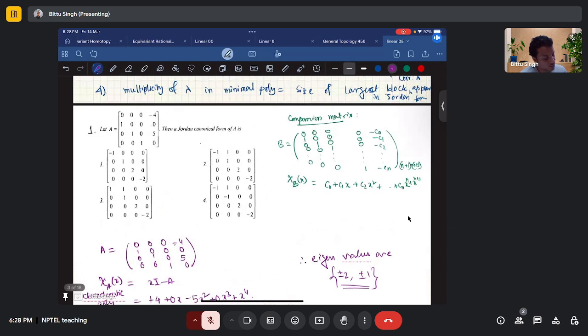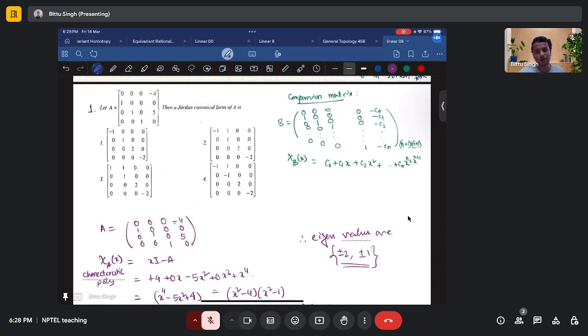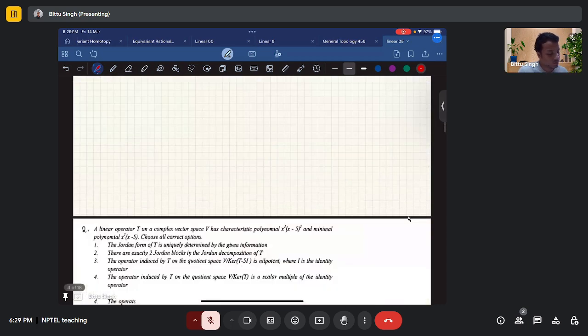Since it is diagonalizable, the Jordan canonical form must be diagonal. So what is the diagonal matrix here? We can see that this one is diagonal: minus 1, plus 1, plus 2, minus 2 all appear. The others are not diagonal. For example, there is a 1, so that is not diagonal. So this is correct and all others are wrong. It is unique, there must be only a single answer.